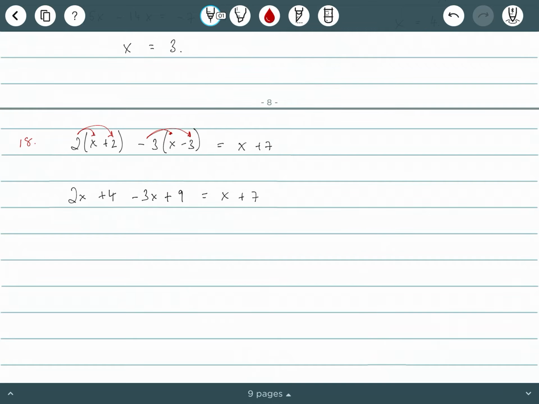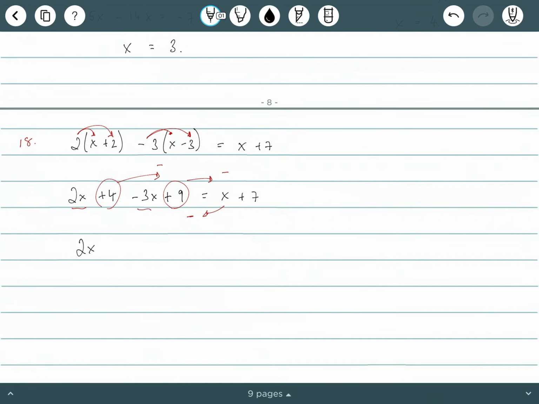Now, bring our x's to the left-hand side. Since we have 2x already here and a minus 3x here, let's bring that across. It's going to become a minus. Get that plus 4, move it across. It's going to become a minus. Get that plus 9, move it across. It's going to become a minus. So let's tidy that up.